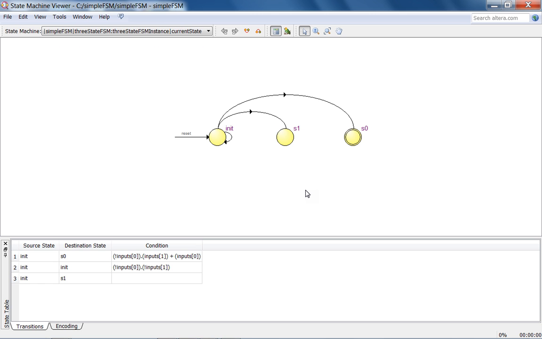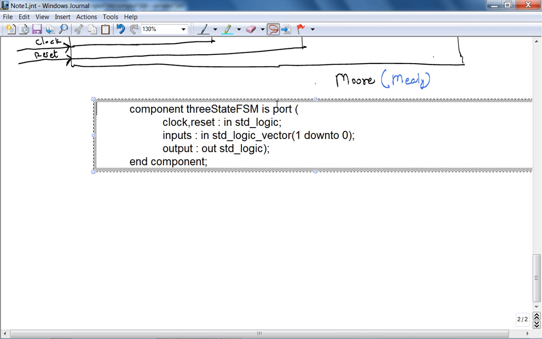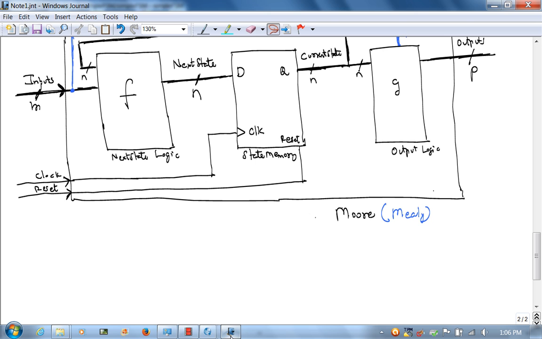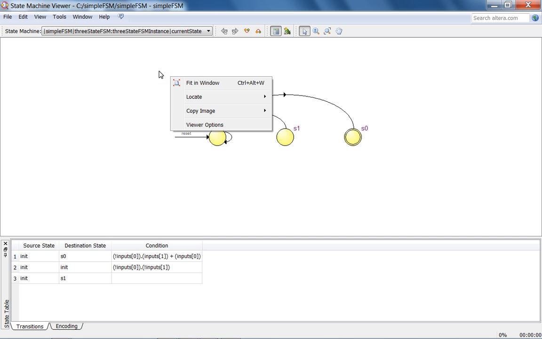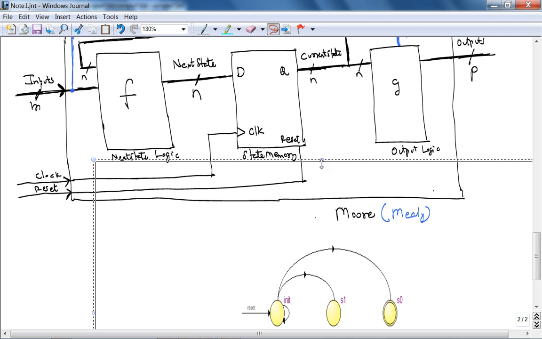So what I'm going to do now is take a screenshot. So let's do this. This is actually pretty good. Oops, that didn't work. Let me take a screenshot. Copy image, full image. Pasting this works. Okay, beautiful, it works. So this is the FSM we got.